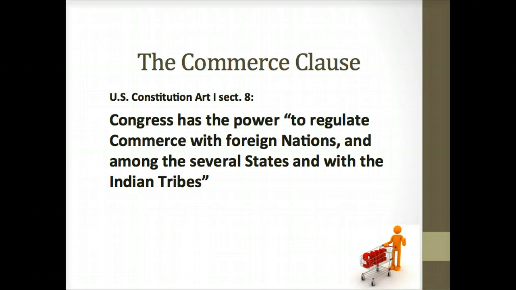Now, the book spends some time talking about the Commerce Clause. The Commerce Clause is Congress's power to regulate commerce with foreign nations and among the several states and with the Indian tribes. And that's the specific language of Article 1, Section 8 of the Constitution.